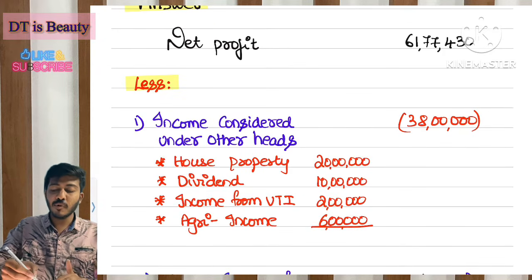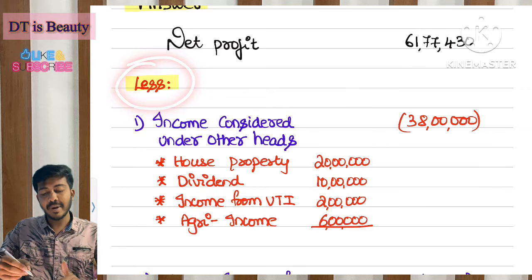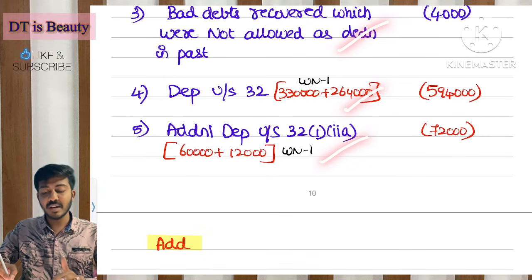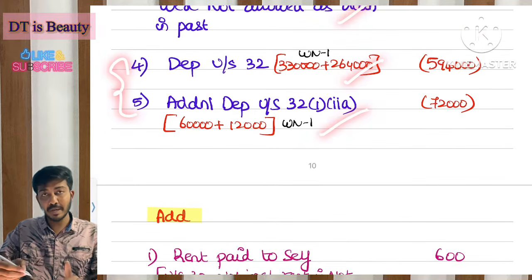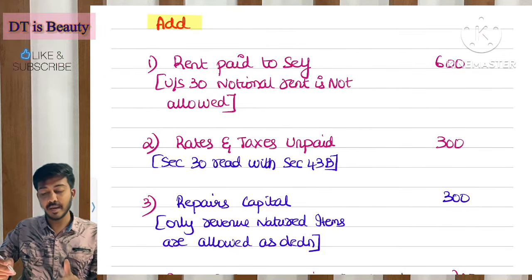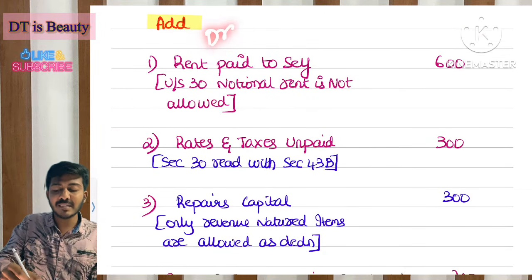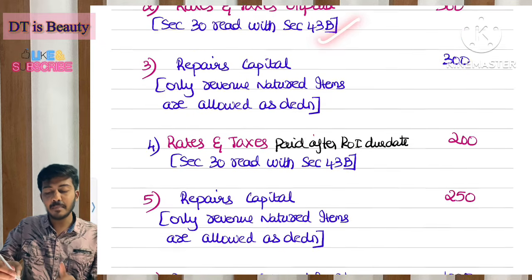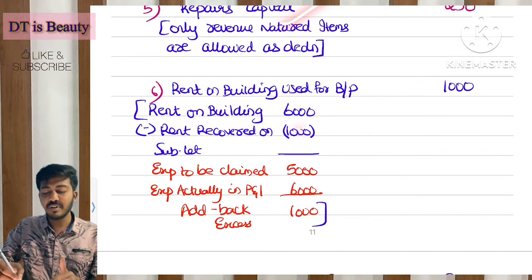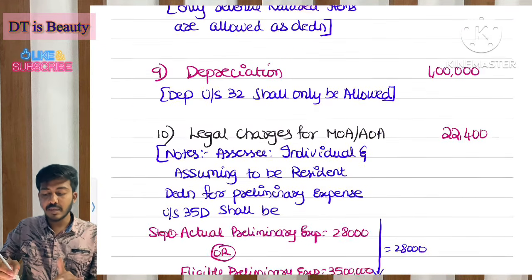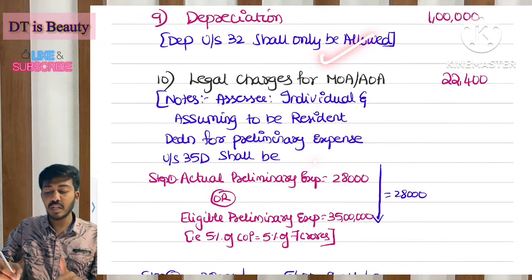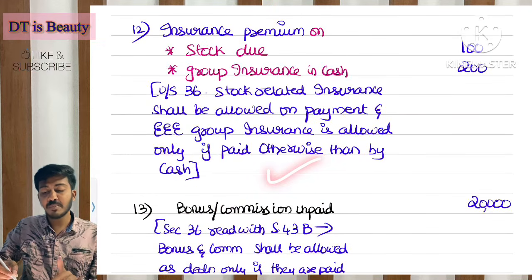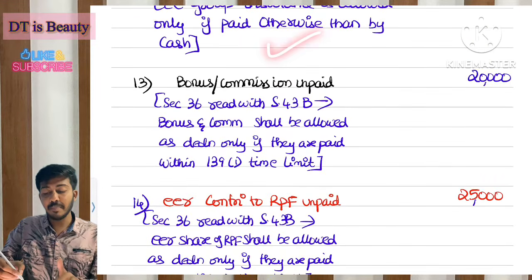In the credit side, whatever is wrong, I have made it a less item, 0.1, 0.2, 0.3, depreciation and additional depreciation, which we will have to minus because the company's depreciation we will add back. Coming to the additions, whatever mistakes in the debit side we will add back. The rent paid to self, rates and taxes unpaid. We have all discussed this. Company's depreciation is not allowed. Preliminary expenses, VRS compensation, insurance premium due and in cash should not be taken.